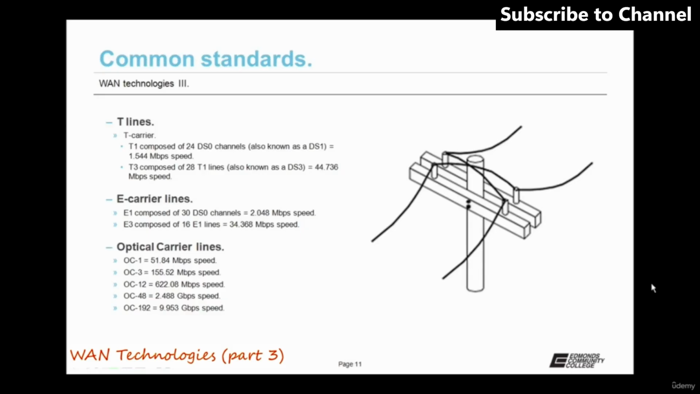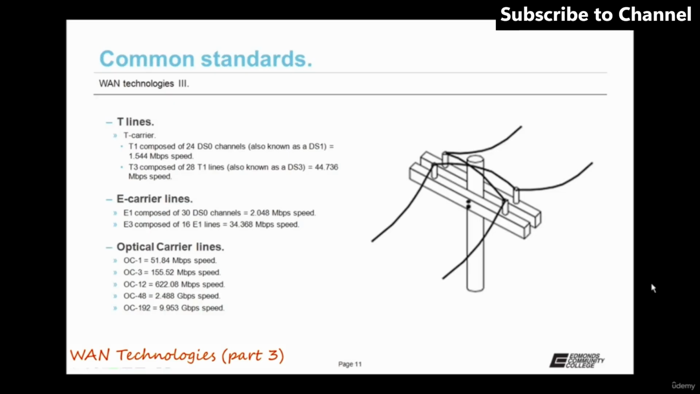For OC lines, we have the OC1. It's capable of 51.84 megabits per second in speed. Then there is the OC3, which gives you up to 155.52 megabits per second speed. It's becoming more common now to see OC12s. With those, you get up to 622.08 megabits per second. If you want gigabit type speed, you might consider leasing an OC48.